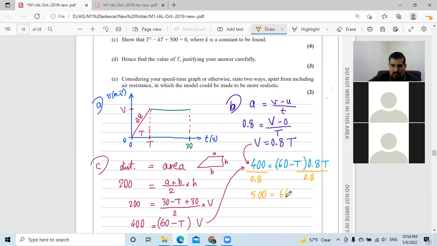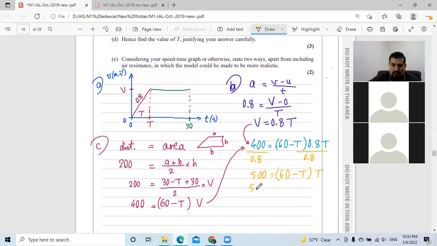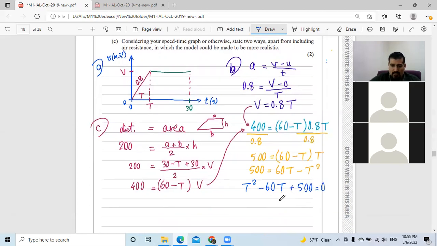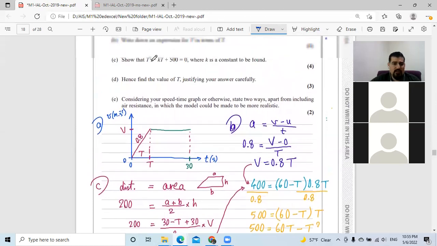It's equal to (60 minus t) all multiplied by t. So put t inside, so it will be 500 equal 60t minus t squared. Rearrange this equation, so it will be t squared minus 60t plus 500 is equal to 0. That means k is equal to negative 60. Okay, so this is the 4 marks for show that.